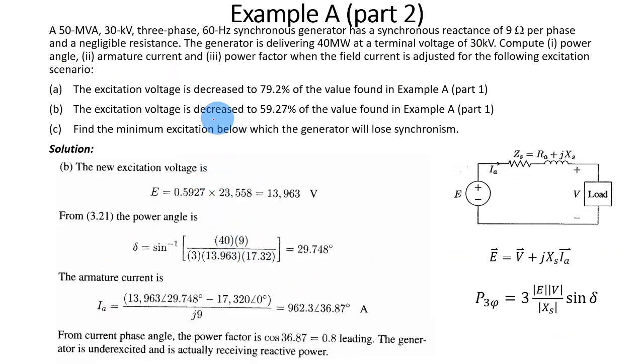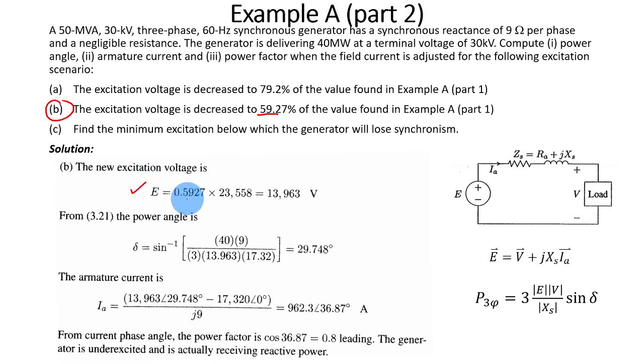So if the excitation voltage is decreased to 59.2%, let's again do part A, but now we change the excitation voltage, decreased to 59.2%. So what will happen to the power factor, the angle, and the voltage? Okay, so again, we repeat the same steps as before in part A.